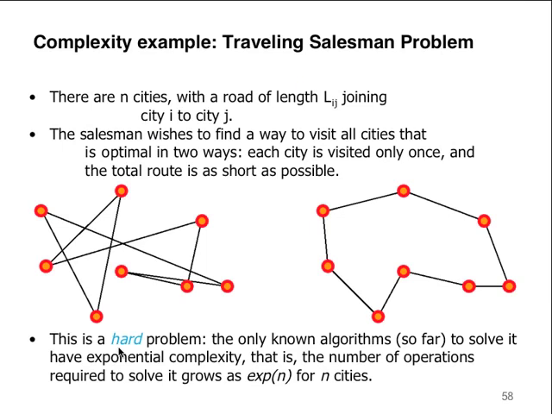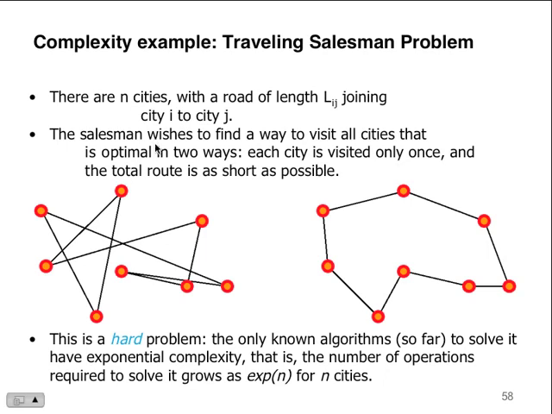There's a traveling salesperson problem here, and it's a nice one to look at because it's been a challenge since the beginning, and no one's really conquered an easier way of calculating it. It's very complex, with a very long running time, not very efficient. So there are n cities with a road of length L joining city i to city j. The salesperson wishes to find an optimal way to visit all the cities, where each city is visited only once, and the total route is as short as possible.